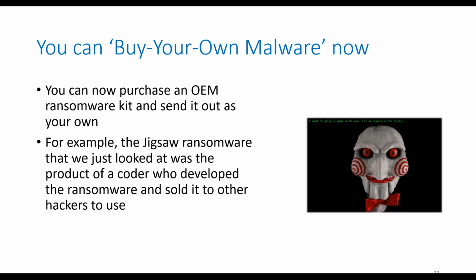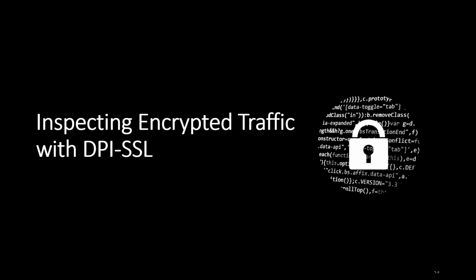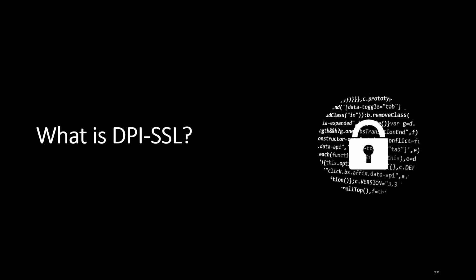Well, these are obviously some serious problems. So let's talk solutions. What's our first punch, the left jab? The first and the most important thing that we need to do is inspect encrypted traffic. And we do this with DPI-SSL. So what's DPI-SSL? Let's start by defining this alphabet soup. It's a mouthful of a term.